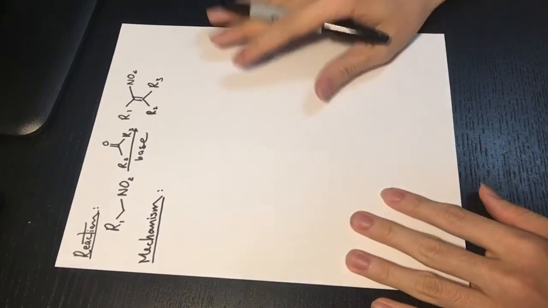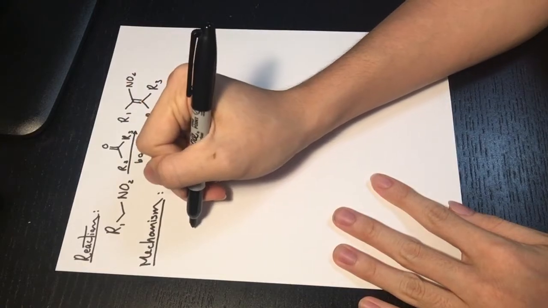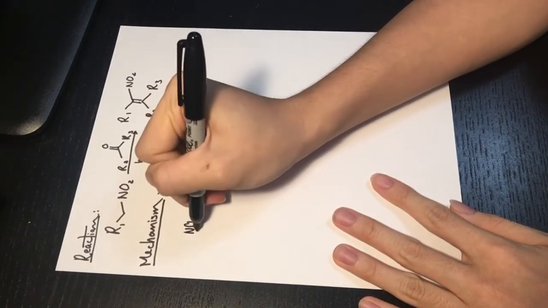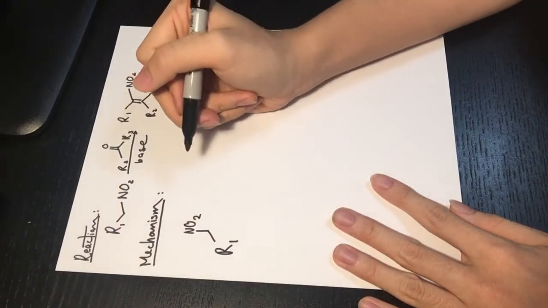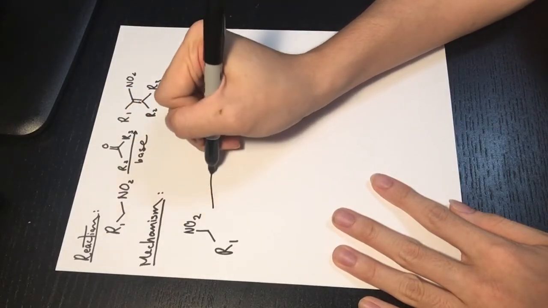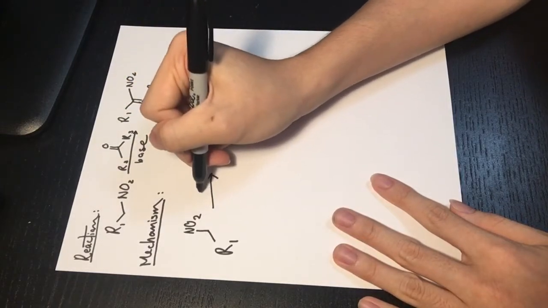So we're going to start off with our nitroalkane. So we have minus, and then we have a random R group, and this R could represent any other group. So we're going to start off with our base, and it's going to basically deprotonate the nitroalkane.